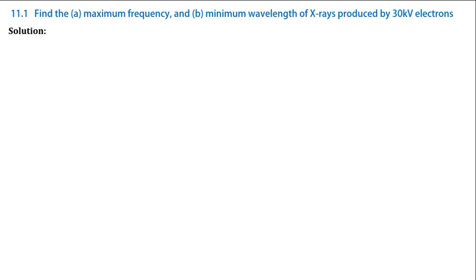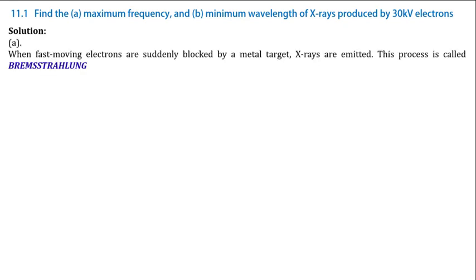Question 11.1 of the chapter Dual Nature of Radiation and Matter of the textbook Physics, NCERT Physics for class 12. In this question, it has been asked to find the maximum frequency and the minimum wavelength of X-rays produced by 30 kilovolt electrons. We know that when fast-moving electrons are suddenly blocked by a metal target, X-rays are emitted.